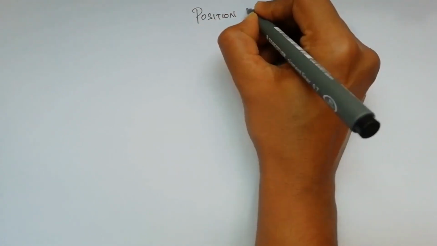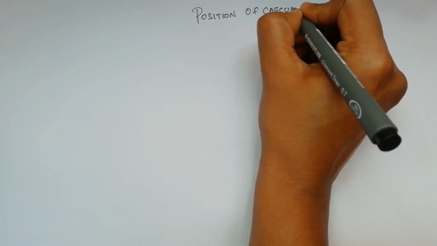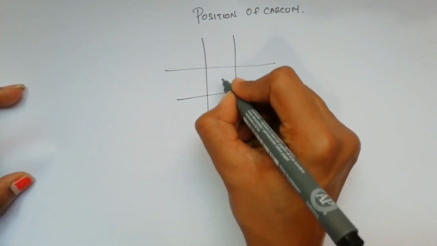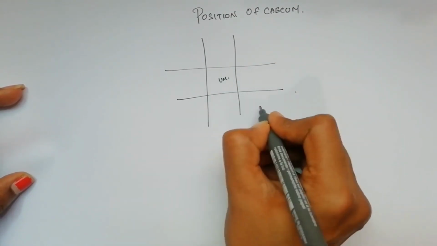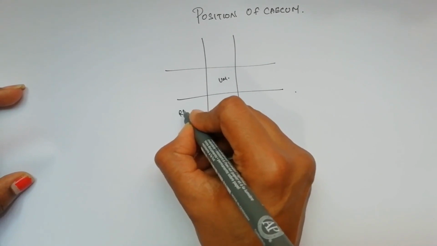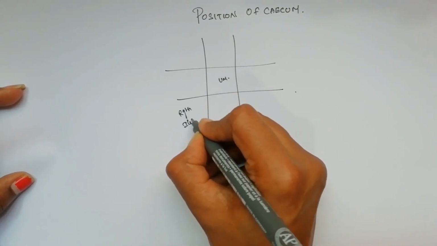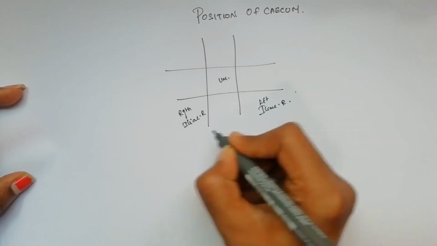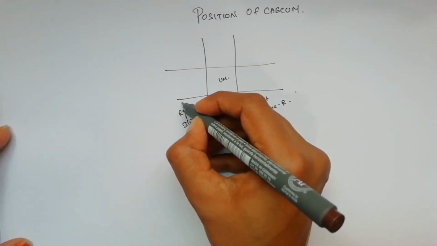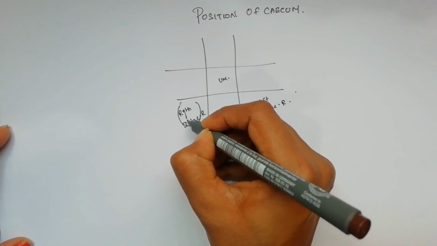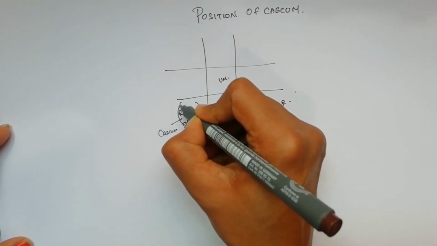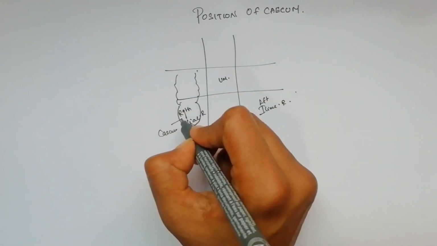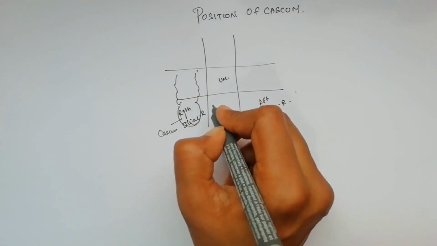Position of cecum. We have got 9 regions. Among that, here we have got the umbilical region, and on the right and left side in the lower part we have got the right iliac region and left iliac region. So in this right iliac region we have got our cecum placed. Here we have got our cecum, and this is going to continue in the upper part as ascending colon, as you know. So this is the position of cecum which is seen in the right iliac fossa.